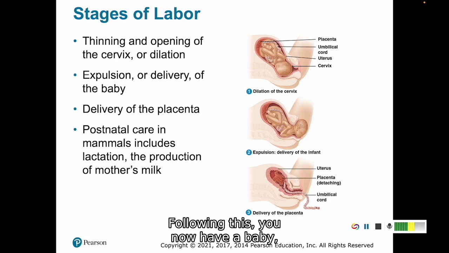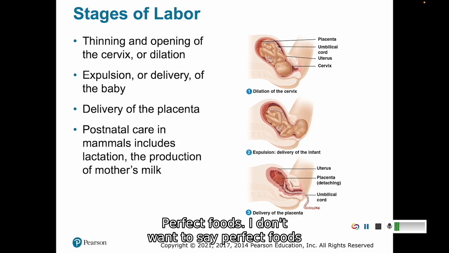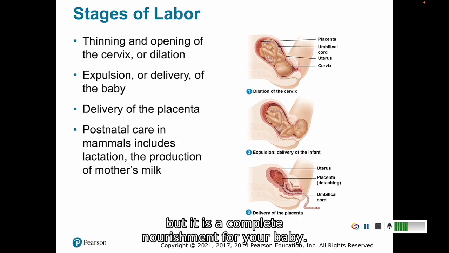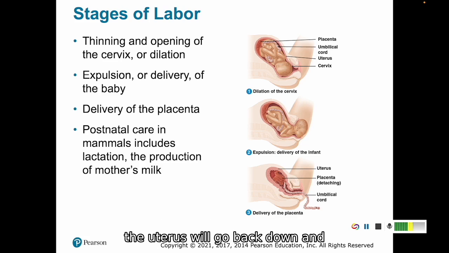Following this, you now have a baby, so you have to start taking care of a baby. In mammals, this includes lactation, which is the production of mother's milk. Lactation produces first, like perfect foods. I don't want to say perfect foods if someone can't breastfeed, but it is a complete nourishment for your baby. It also stimulates uterine contraction so that the uterus will go back down in stage to a pre-pregnancy size.